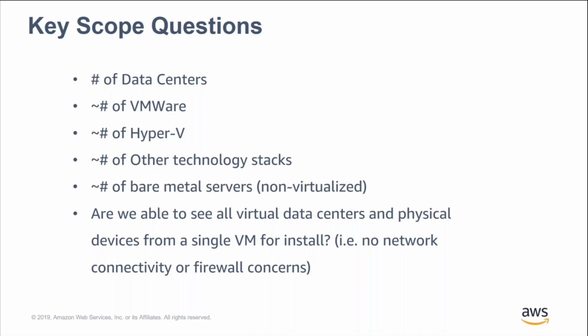And here you'll see some of the key scope questions that we might ask. This will be in that typical initial phase when you might be getting on a call, figuring out how many data centers do you have, the number of VMware instances versus Hyper-V, what other technology stacks do you have, how many bare metal servers do you have, and are we able to see all of your data centers and physical devices from one single install of our software? Is there any connectivity or firewall concerns?